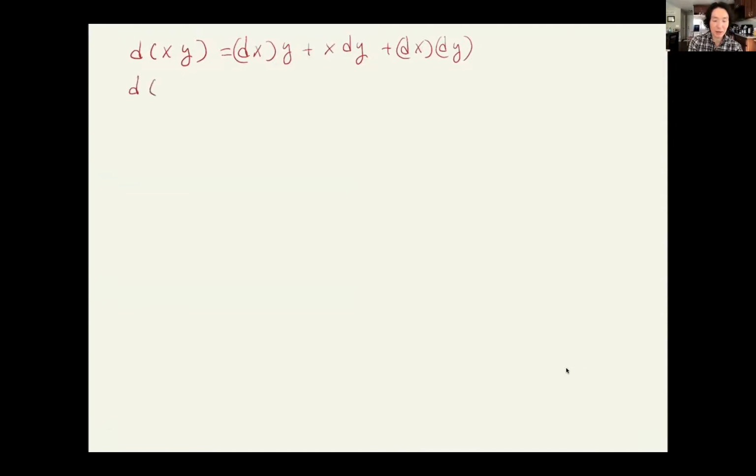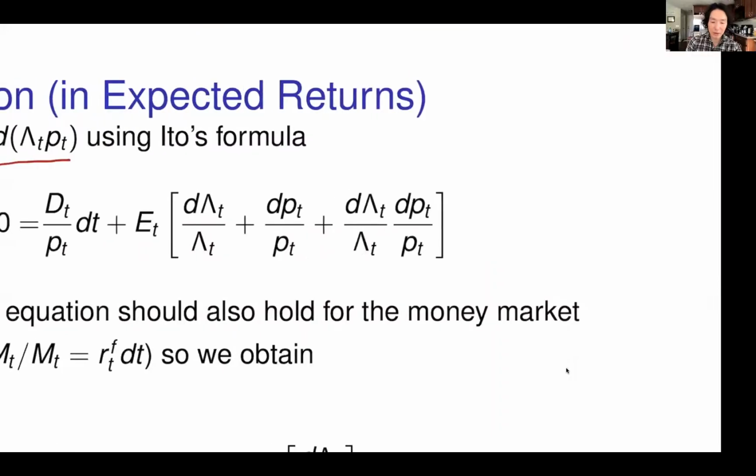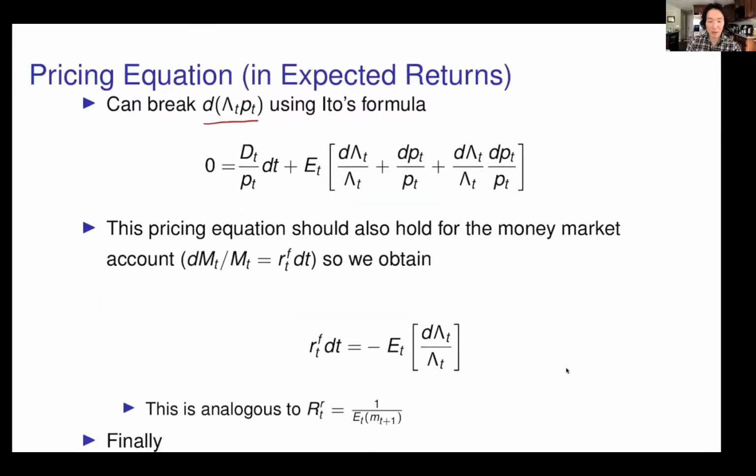So we apply that for the case of the discounted price in the continuous time case. Then we got the following: d lambda times p plus lambda times dp plus d lambda times dp, and then you divide by lambda times p on both sides, and then you will get the expression here. Okay? And then of course you take the conditional expectation on both sides.